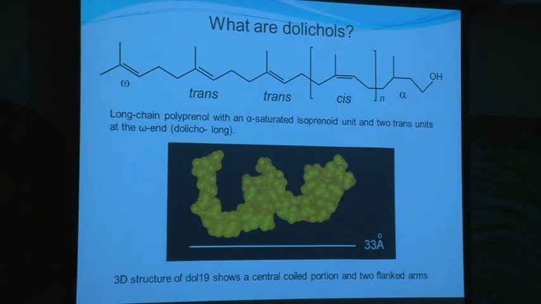It has many, up to 24 units long. It's basically a long chain lipid. This is a 3D image of dolichol that I pulled out from the literature. It has a central core area and two arms around it.